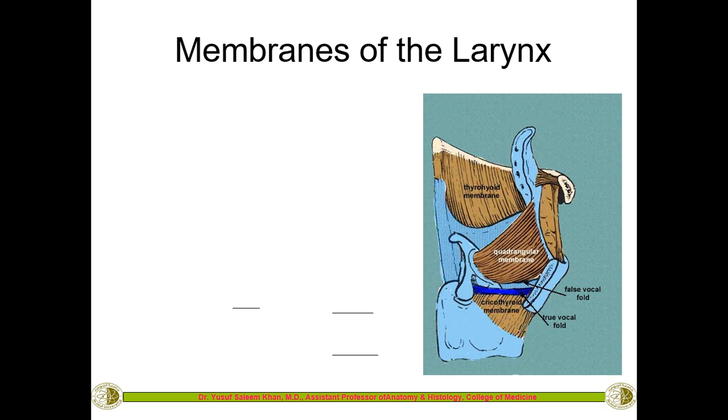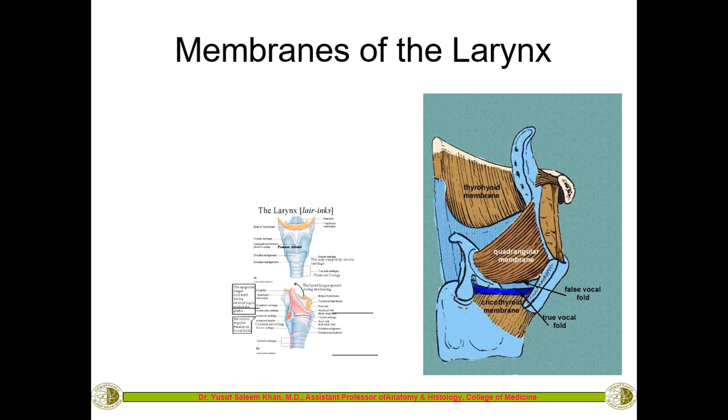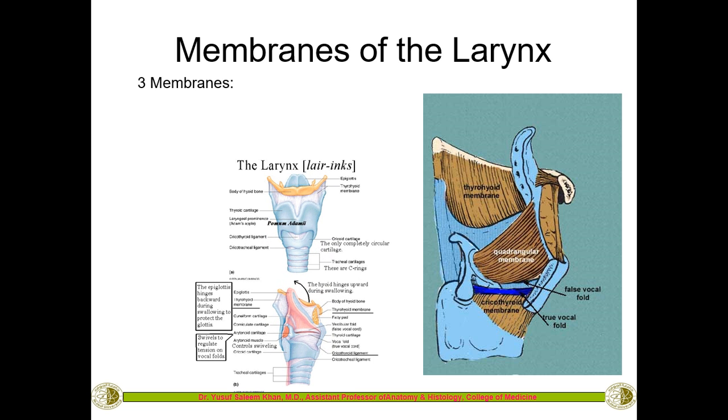Coming to the next part, that is the membranes of the larynx. We have discussed the muscles of the larynx. We have discussed the cartilage of the larynx. Now we are discussing the membranes of the larynx. So to be very specific, there are three membranes. Two can be seen from outside. One is called the thyroid membrane. So there is a membrane between the thyroid cartilage and the hyoid bone. This membrane is called the thyroid membrane. This is the membrane which is between the thyroid cartilage and the hyoid bone.